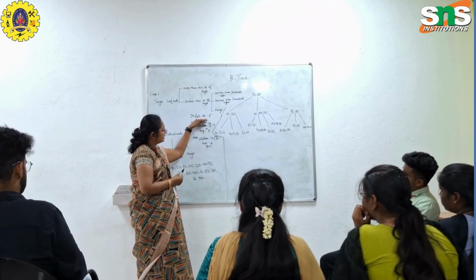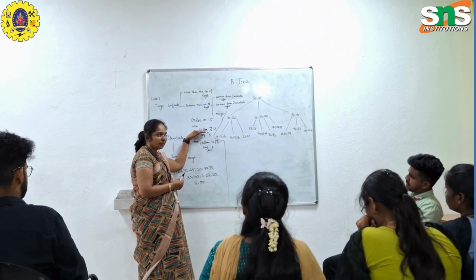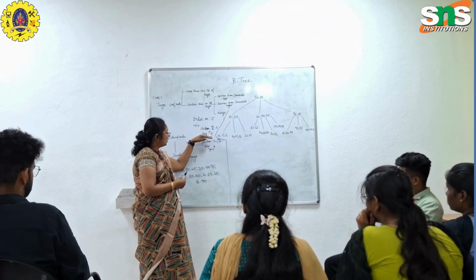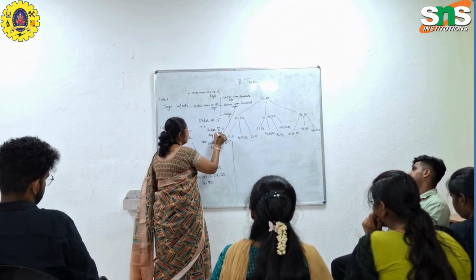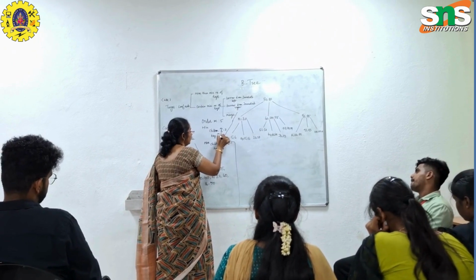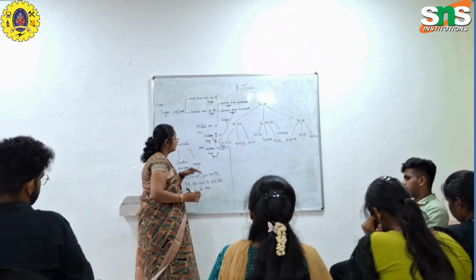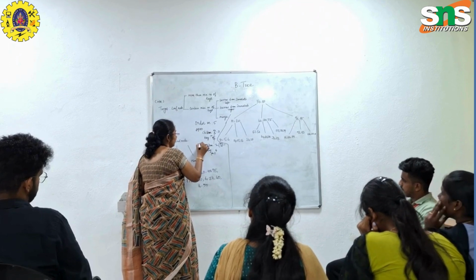So here, considering m equal to 5, the minimum number of children is m by 2, so 5 by 2 is 2.5, and we round up to 3. Also we have the keys, that is m minus 1. Here the maximum number of keys is this one, and this is the minimum.